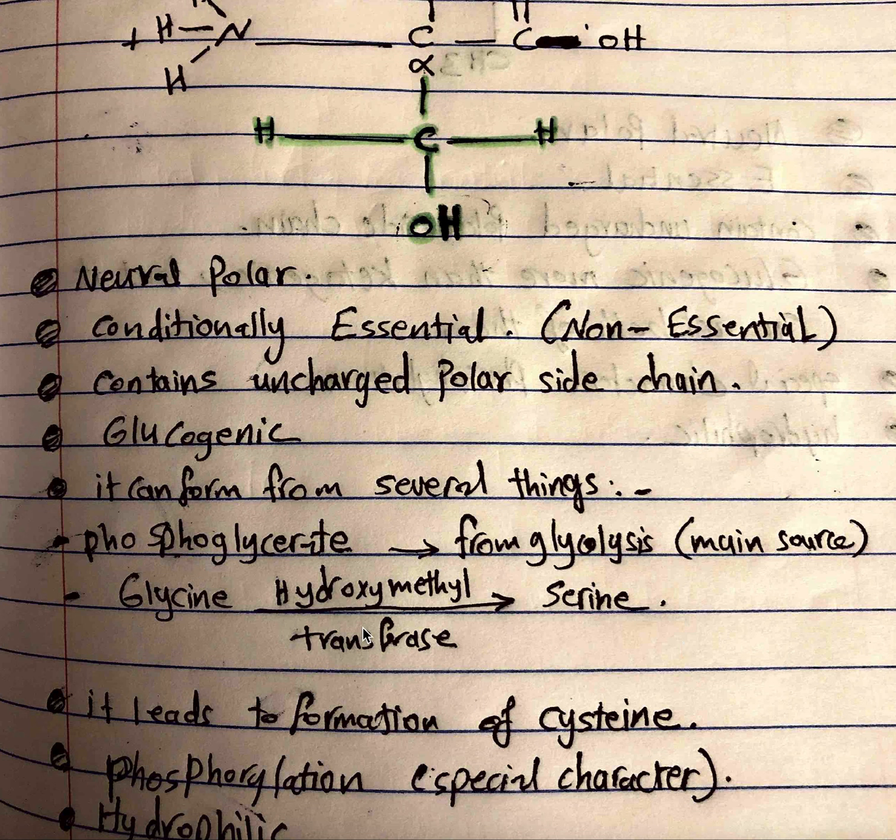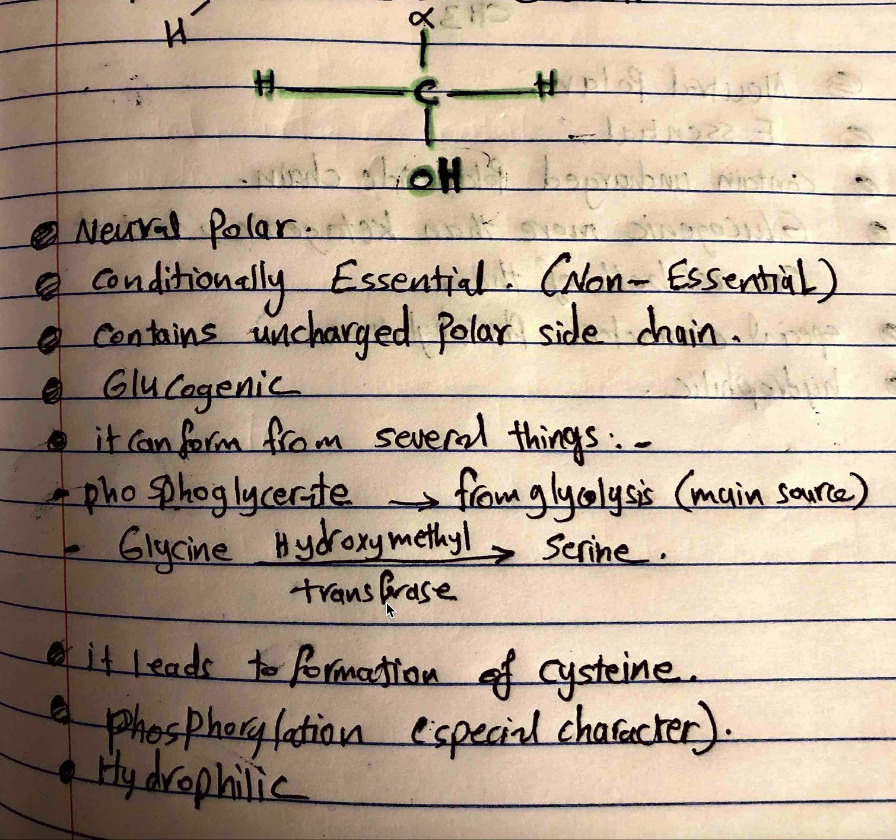But there is another source, like glycine, by serine hydroxymethyltransferase. We know that glycine is the smallest amino acid. It contains no side chain, just that. And remember, if you just add a hydroxymethyl group, then it will form serine through the enzyme which is known as hydroxymethyltransferase.